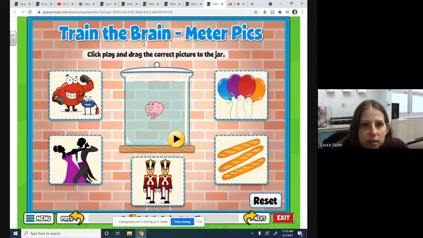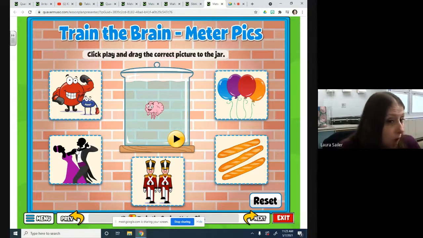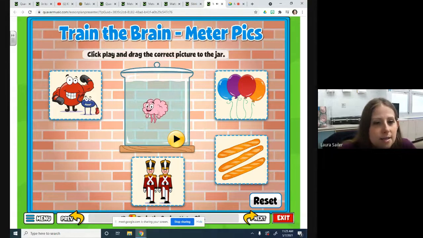And this is train the brain. So this is like a quiz, and you have to drag the picks to make the brain grow as he asks the questions. So to ask the question, which play? This dance is in a meter of 3. Well, do we remember the dance? This kind of looks like people in a ballroom doing a waltz, right? So you'd click, drag, and see how your brain gets bigger as you go. Okay, so you can do all the rest of those and watch the brain grow as you answer the questions.